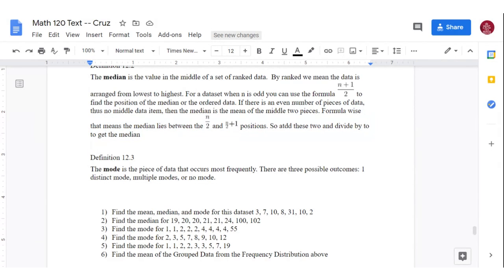And then the third measure of center is the piece of data that's most frequently used, the one that occurs the most frequently.